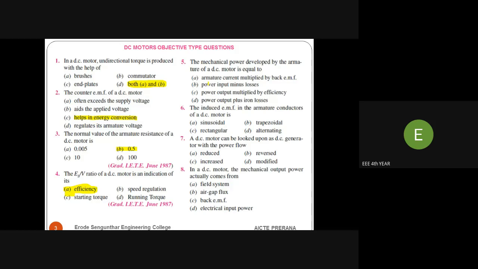The last three answers are not correct. Power input minus losses is not correct. Power output multiplied by efficiency is not correct either, since efficiency is not multiplied by the power output. Power output plus iron losses is also not correct. So the exact answer is armature current multiplied by back EMF. So Eb into Ia. We already know that the power developed by the armature, Pa, equals Eb into Ia. That is the formula behind this question. So option A is the correct answer for question number 5.